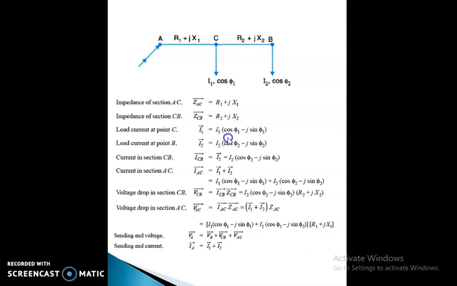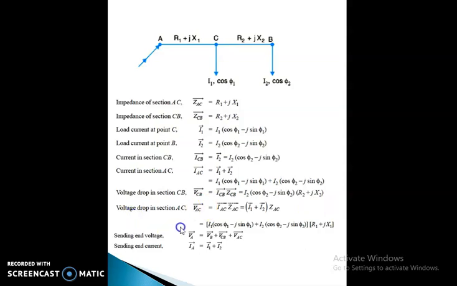The load current at point C, I1, is equal to I1 (cos phi 1 minus j sin phi 1). Load current at point B, I2, is equal to I2 (cos phi 2 minus j sin phi 2). Current in section CB, ICB, is equal to I2 (cos phi 2 minus j sin phi 2). Current in section AC is equal to I1 plus I2, that is I1 (cos phi 1 minus j sin phi 1) plus I2 (cos phi 2 minus j sin phi 2). Voltage drop in section CB, VCB, is equal to ICB times ZCB, that is I2 (cos phi 2 minus j sin phi 2) times (R2 plus jX2).